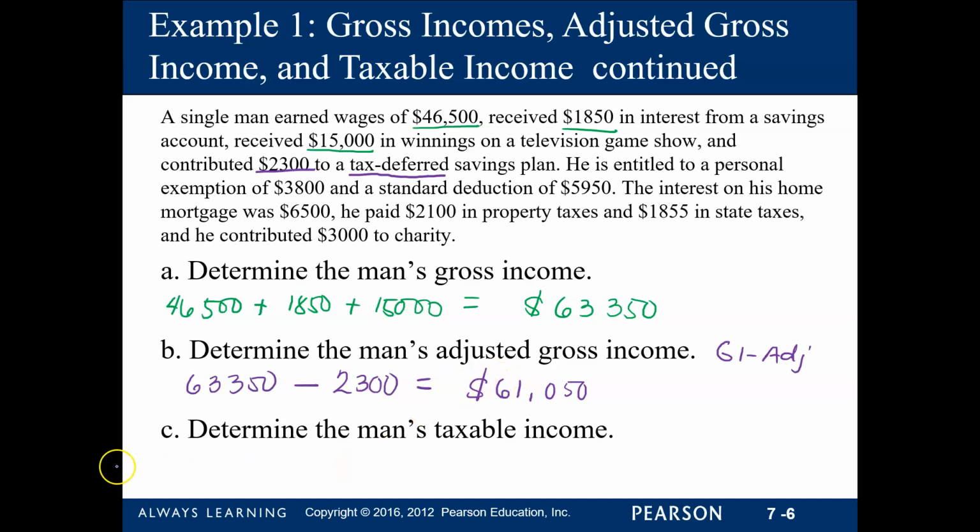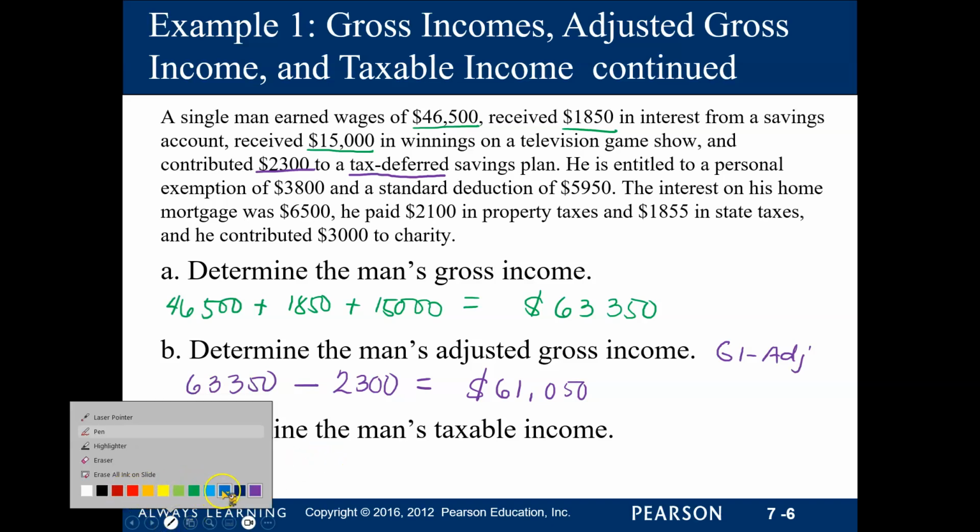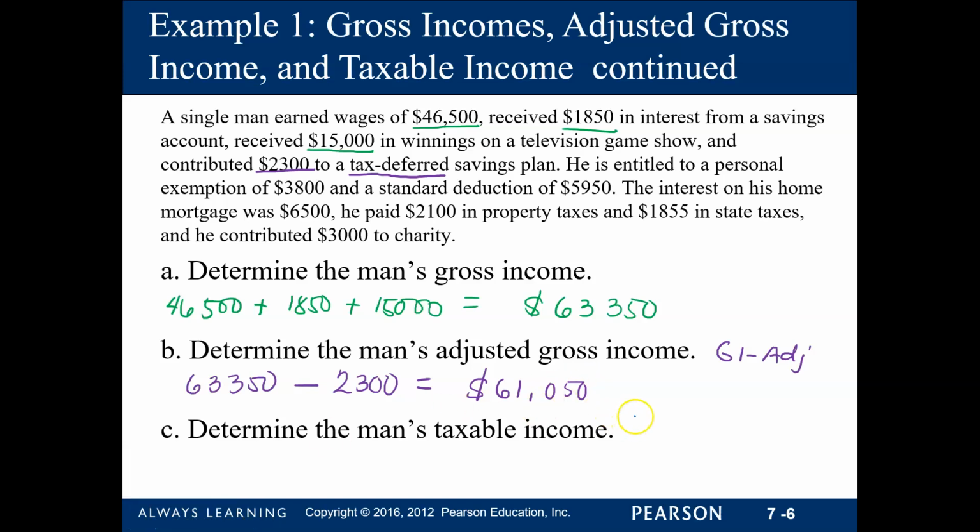Now, to determine the taxable income, the taxable income is going to be equal to the AGI minus the exemption and the deduction together. So we have the AGI, which is 61,050, minus our exemption. According to the problem, he is entitled to a personal exemption of 3,800.